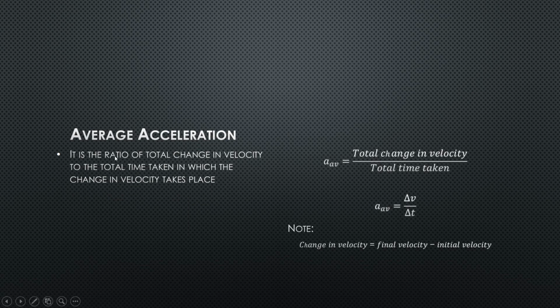So average acceleration is the ratio of the total change in velocity to the total time taken during which the change in velocity takes place. So that is, average acceleration is equivalent to total change in velocity over total time taken. Mathematical equation: the average acceleration is equivalent to change in velocity over change in time. Take note that change in velocity is equivalent to final velocity minus initial velocity.